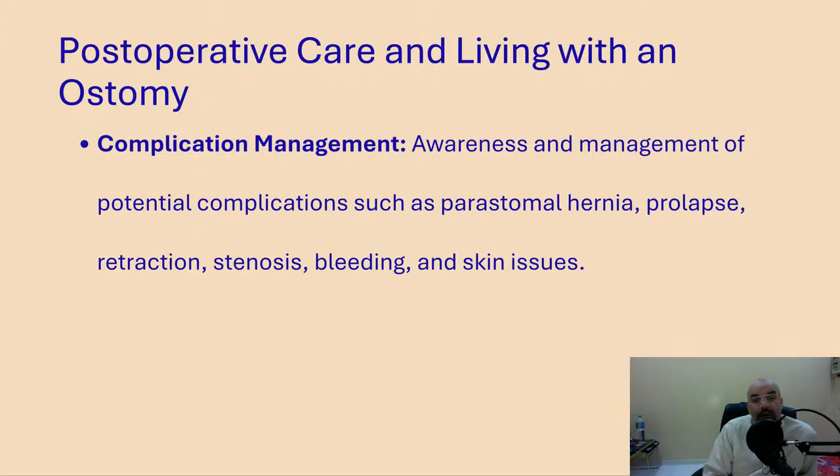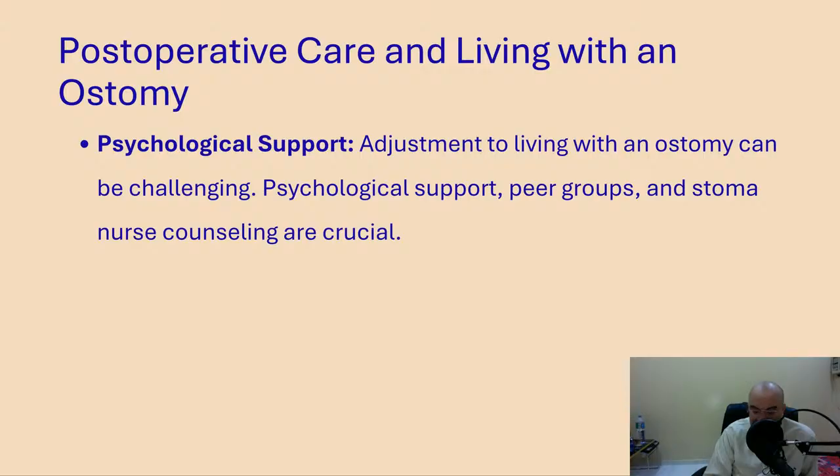Now, in case of any complication, what are the requirements? For example, if we have parastomal herniation, prolapse, retraction, stenosis, bleeding, or skin issues, the patient should learn to contact us directly, and we are able to either provide the care within our scope, or in many conditions the patient needs a redo or reopening to solve this complication.